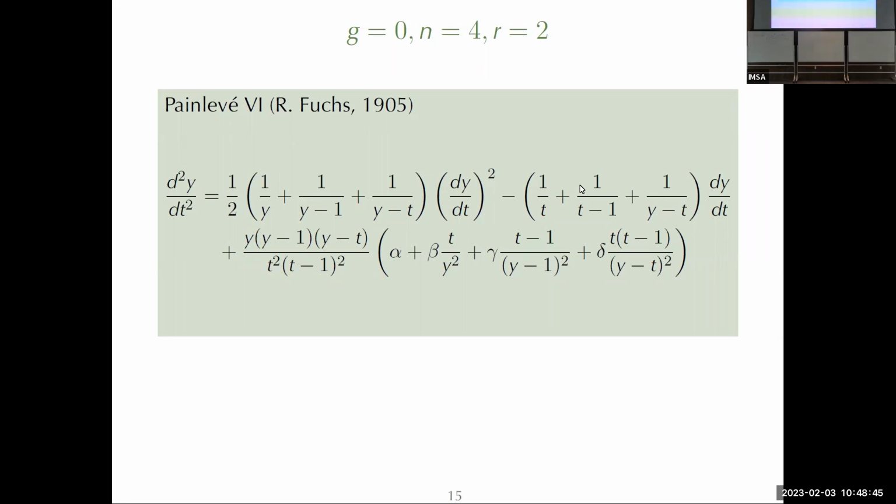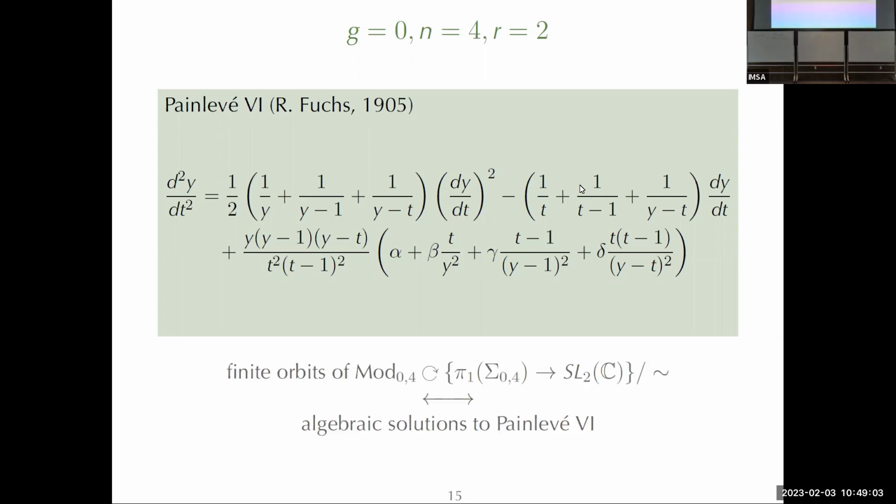And I claim it's related to the case of this problem when the genus is zero, we have 4 marked points, and you're looking at rank 2 representations of the fundamental group. So this is the Painlevé VI equation, which was written down not by Painlevé, but by Richard Fuchs in 1905, and he was actually thinking about this precise problem.